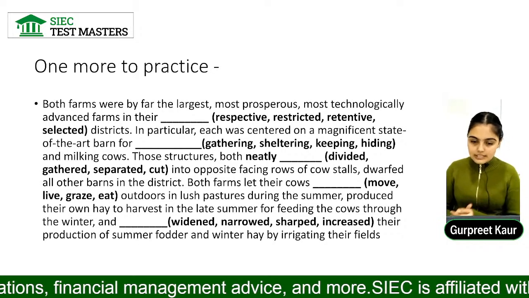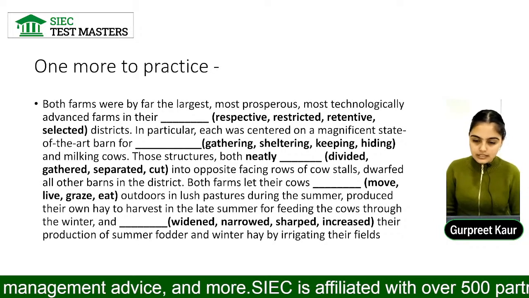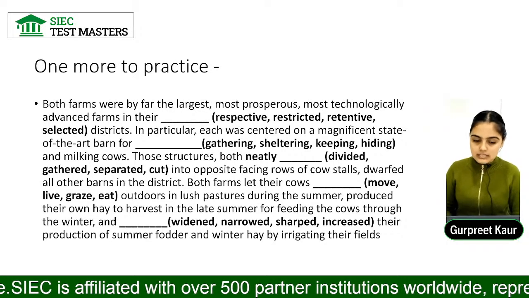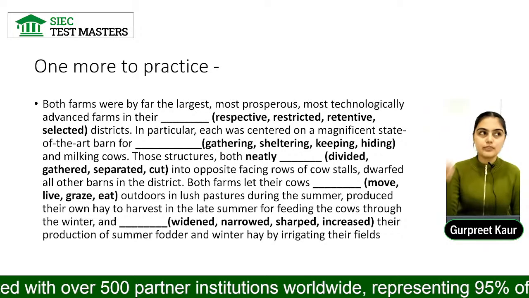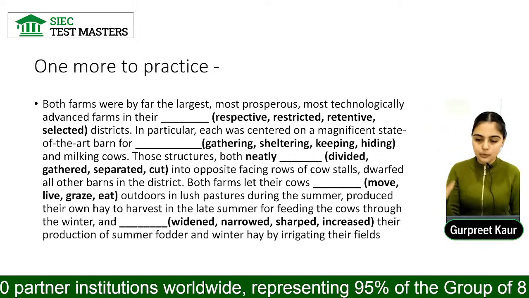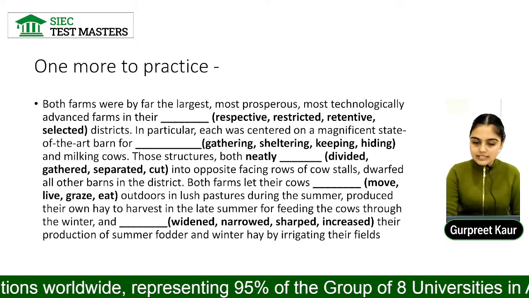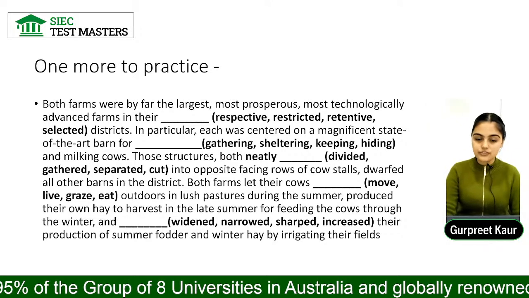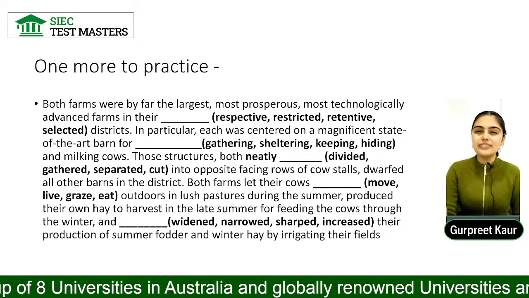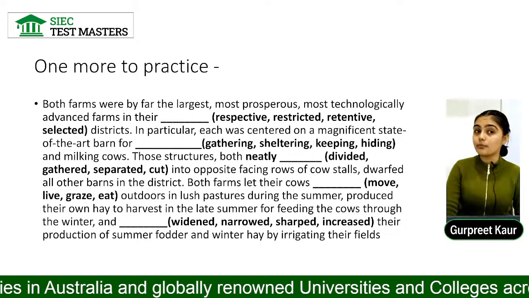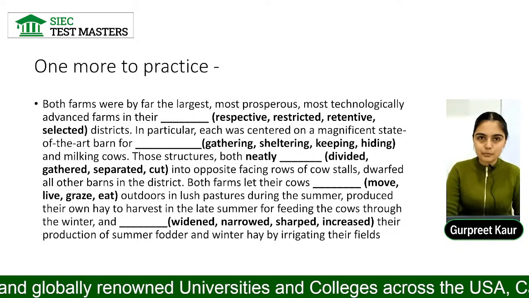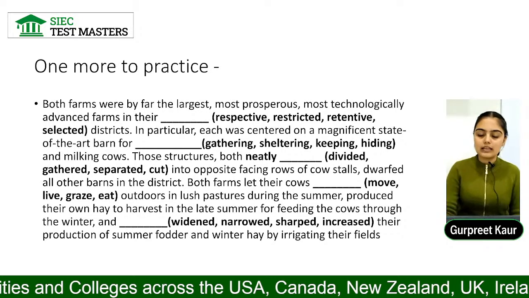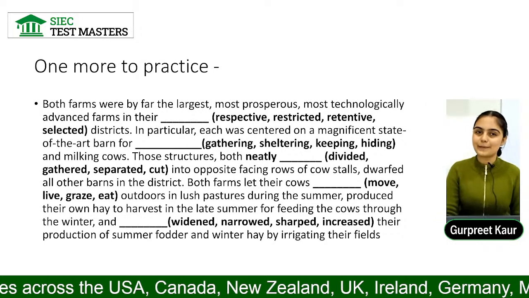Then, during the summer, produce their own hay to harvest in the late summer for feeding the cows through the winter and dash their production. So, some word is required here with the production. Widened production of summer? No, cannot be. The answer production can never be widened. Narrowed production, again, if it cannot be widened, how can it be narrowed? Narrowed will not be the answer either. Sharpened, we cannot sharpen the production. So clearly here the answer is increased.